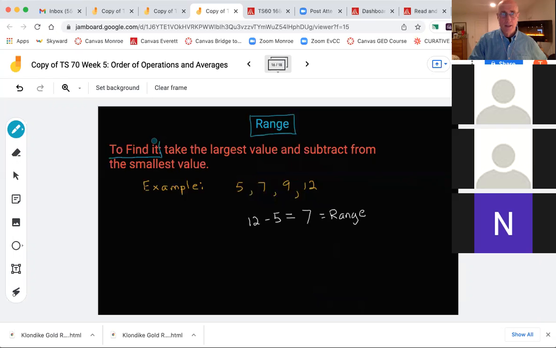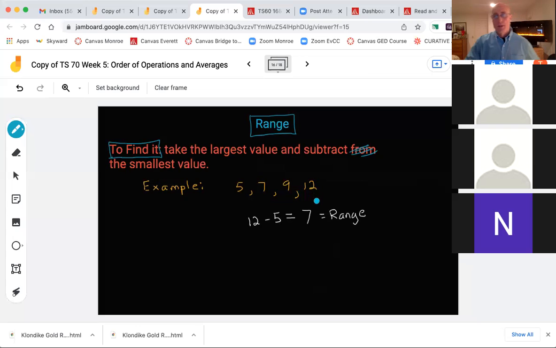To find it, I'm going to take the largest number, subtract the smallest number from it, I should say. The wording of that, I should take this word out of the sentence, it'll sound better. Take the largest number value and subtract the smallest number. Okay, that sounds better. All right, so the range basically means what is the difference between the largest and the smallest number? That's what range means, okay?